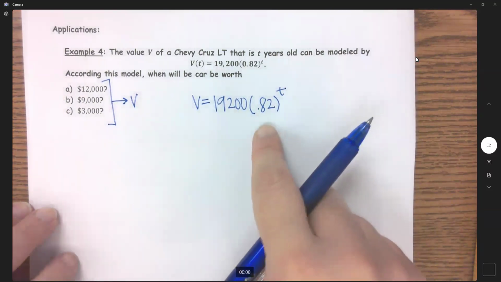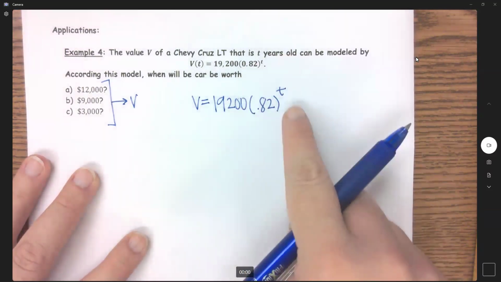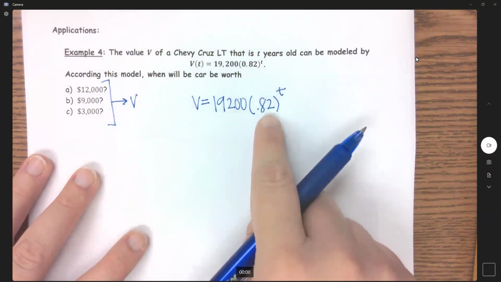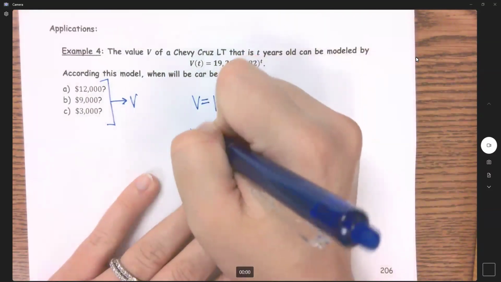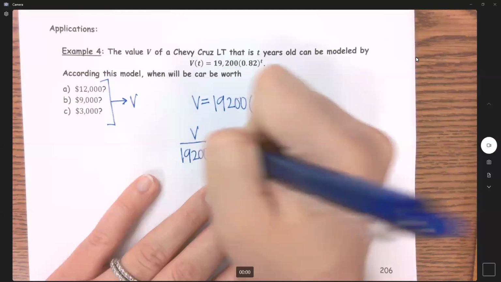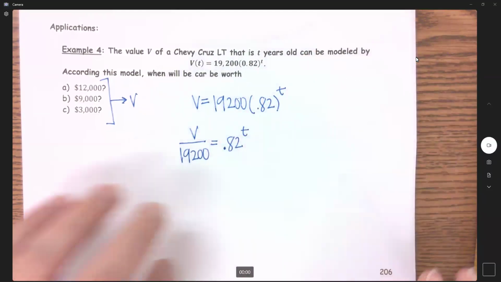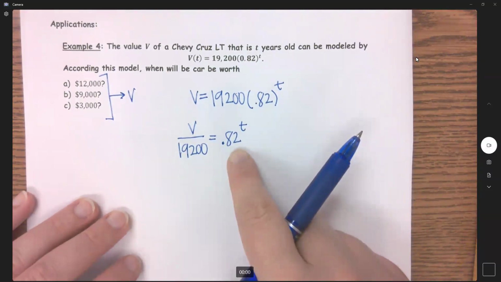So first thing we need to do is isolate the exponential. This is my exponential right here. So this is 19,200 times my exponential. So the first thing I'm going to do is divide that over. So we're going to have V over 19,200 equals 0.82 to the T. Now this is isolated.